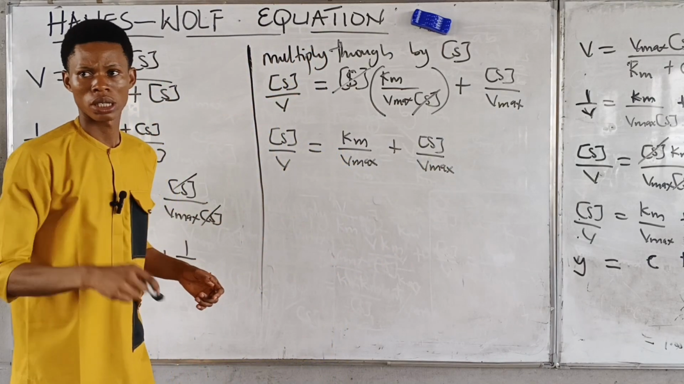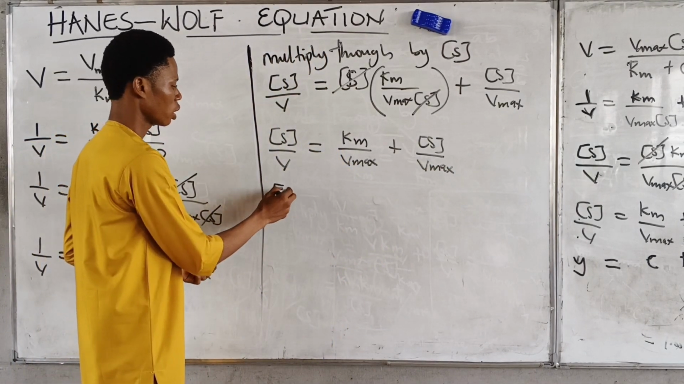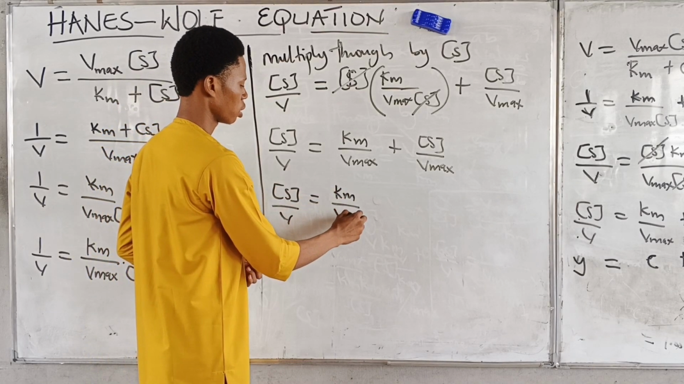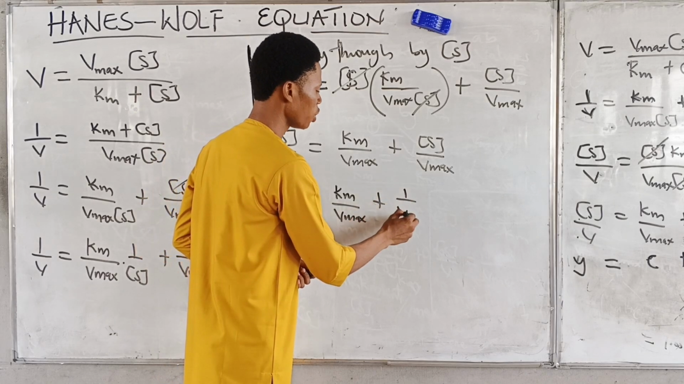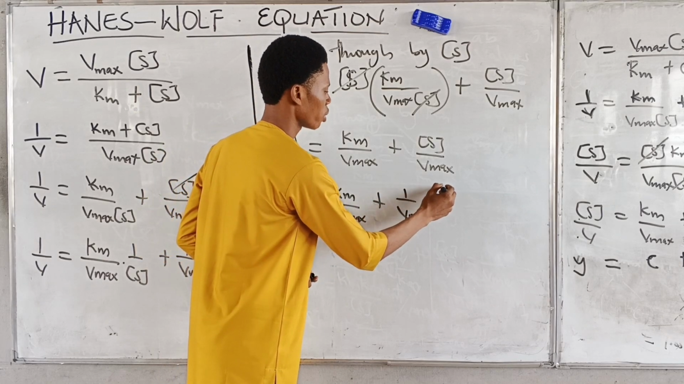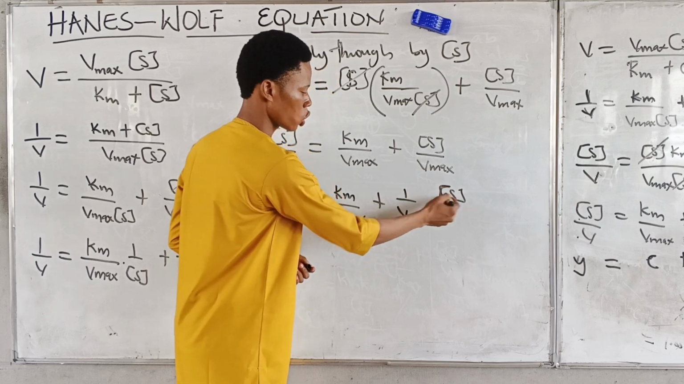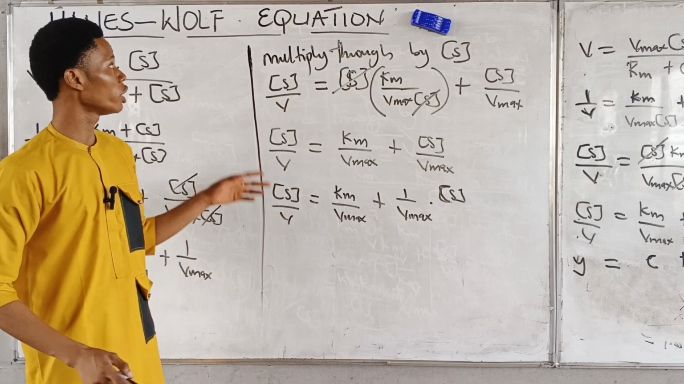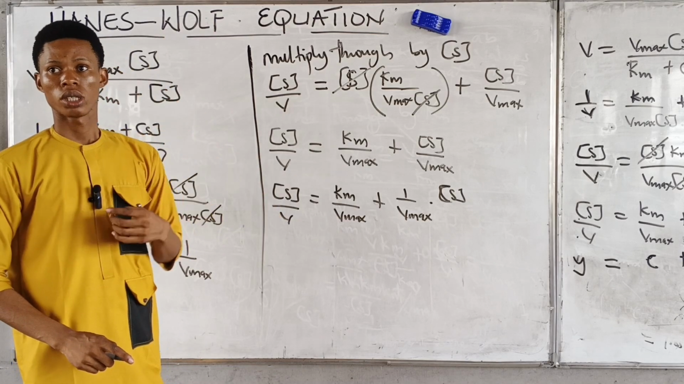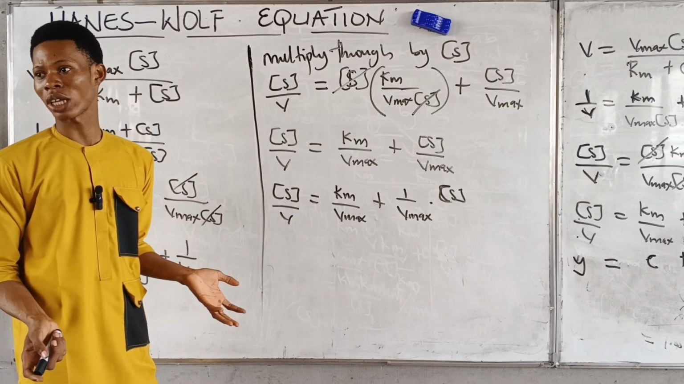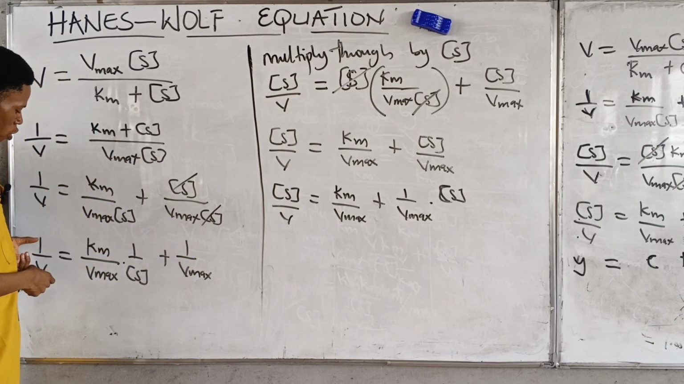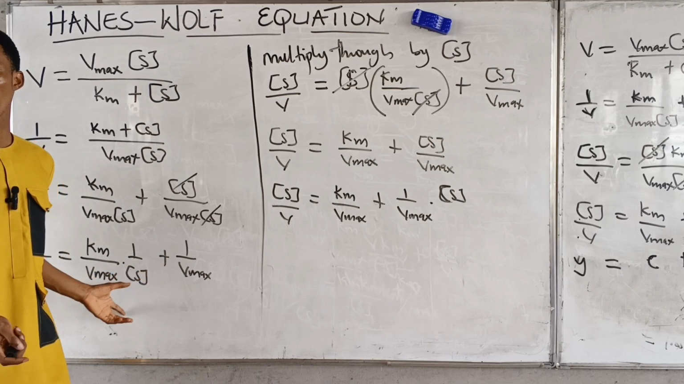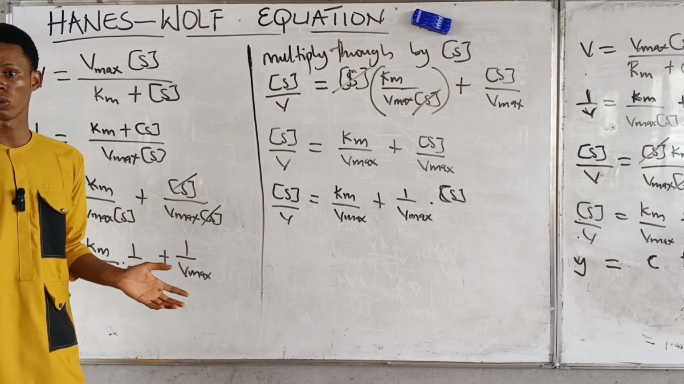And you agree with me that if I write this thing this way, S over V equal to Km over V max plus 1 over V max times S. I have not changed anything because 1 times S will still give us this, right? Now, this equation you have here is called the Hans-Woolf equation. So you see, this method is shorter. You can just start with the Lineweaver-Burk equation, multiply through by S, and that's all. So from Lineweaver-Burk, if you just multiply through by S, you are done.